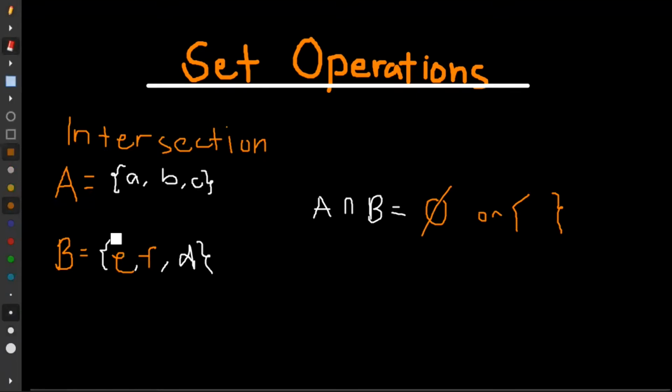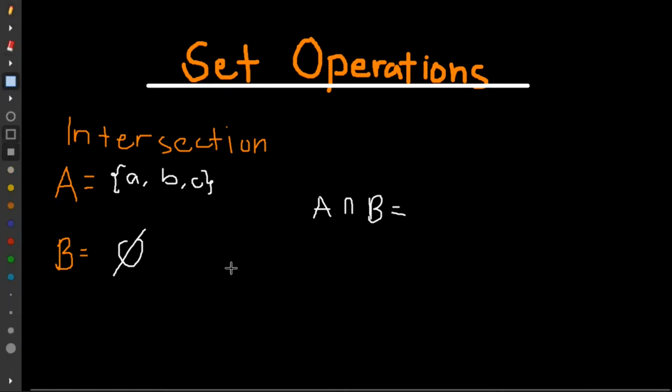Now, what if B is the empty set? What will be the outcome of their intersection? Their intersection would also be the empty set since, like our previous example, they don't have any common elements, so it's simply the empty set.